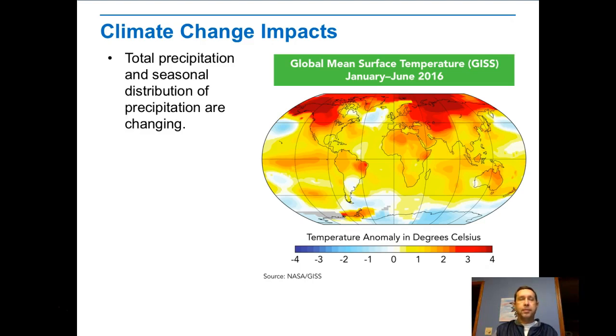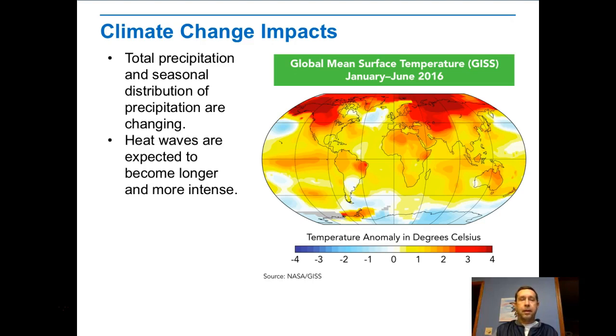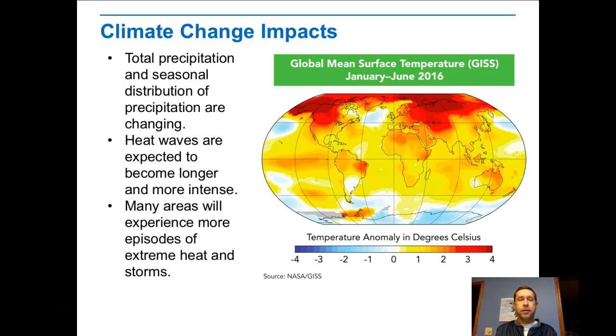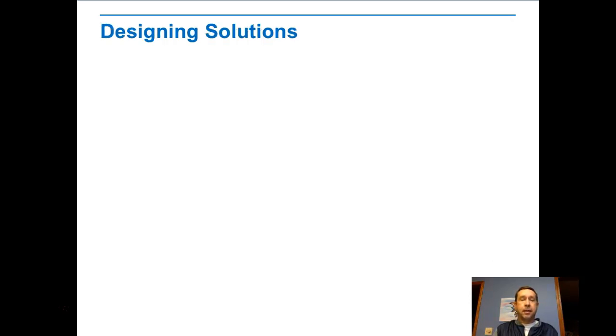So the total precipitation, the seasonal distribution of precipitation, is changing as well. Heat waves are expected to become longer and more intense. Many areas are going to experience episodes of extreme heat, extreme storms, and we're starting to see some of that.